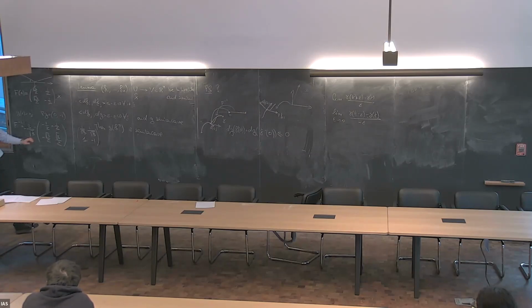So let's see. This one's scalar product with this one gives me 1. This one's scalar product with this one gives me 0. This one's scalar product with that one gives me 0. And this one's scalar product with that one gives me 1. Okay, so this is F inverse X.